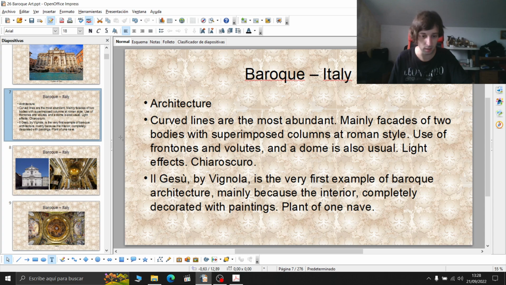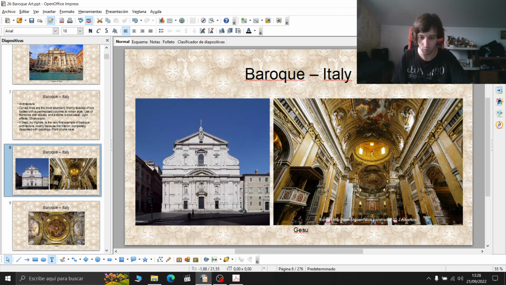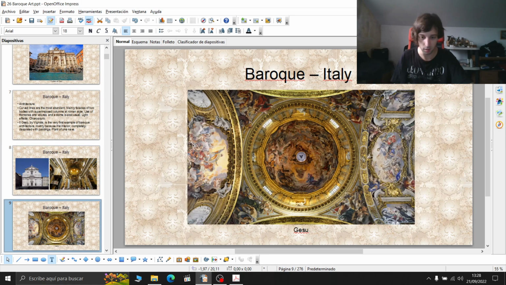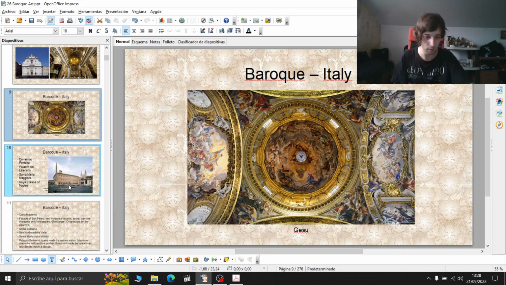Light effects and chiaroscuro. Il Gesù by Vignola is the first example of Baroque architecture, mainly because the interior is completely decorated with paintings, planned with one nave. So this is Gesù. This is also Gesù. It's very, very well decorated.